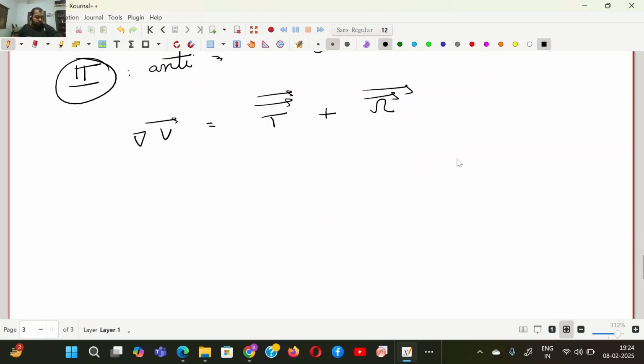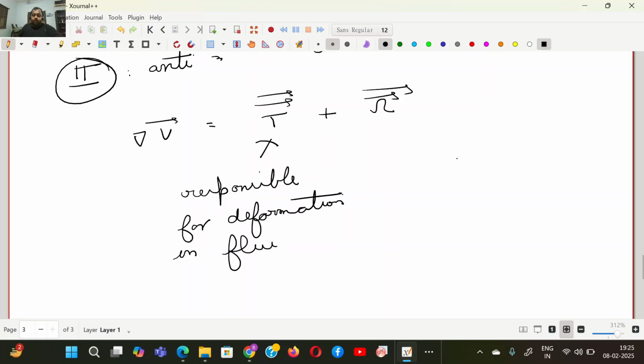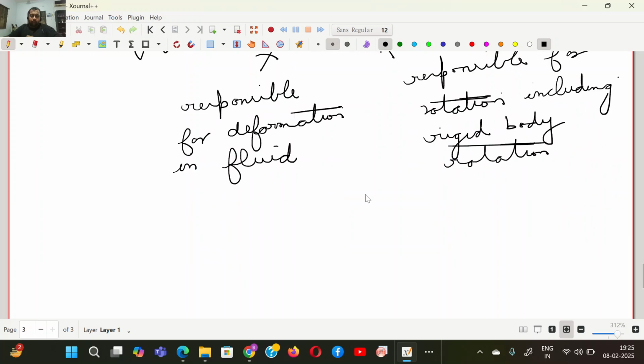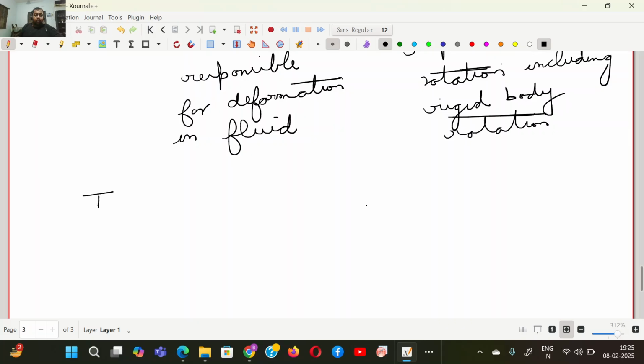And if you have gone through Sir's lectures, you must have seen that this gamma, the symmetric part, is responsible for deformation in the fluid. I'll just note it down. And this part, omega, is responsible for rotation. Remember the vorticity concept? Including rigid body rotation. So we will be focusing more on this gamma term. That is what is known as the rate of strain tensor.